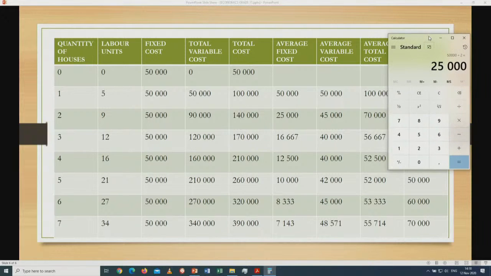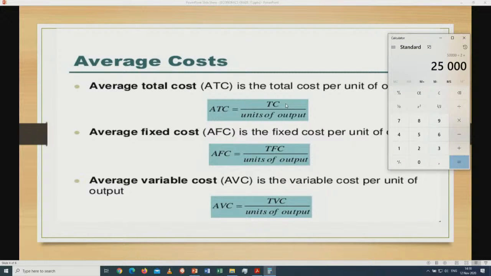Now we say the average variable cost. We said the average variable cost will be the total variable cost divided by the number of units. But let us go back and check if that is what we said. We said the average variable cost is the variable cost per unit of the output. So the average variable cost will be the total variable cost divided by the number of units. So what are we trying to do here? We are trying to apportion per unit the variable cost.